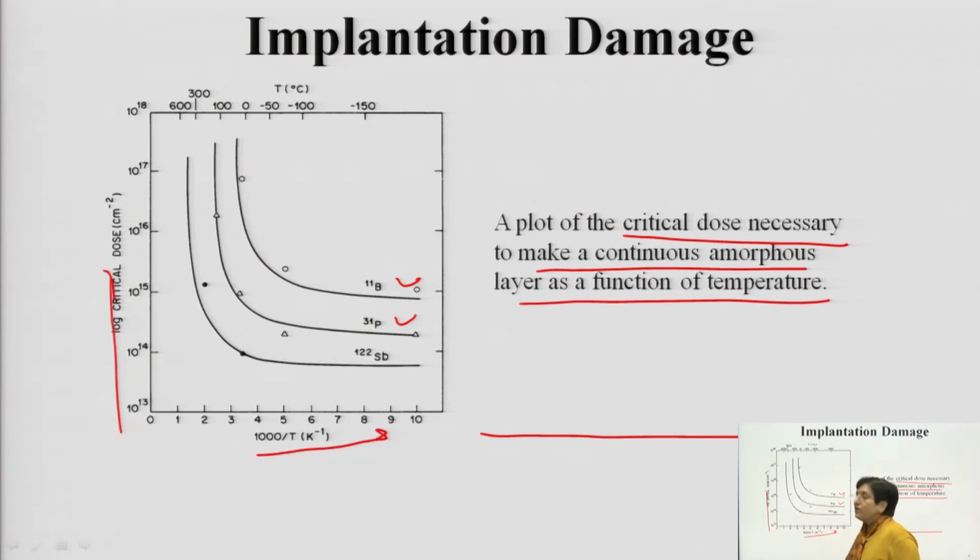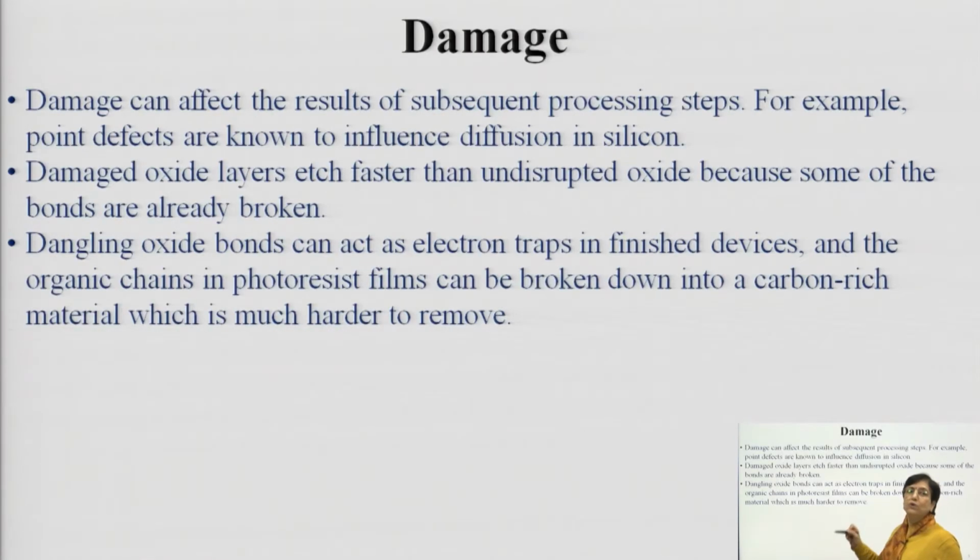Whenever you are adding dosage into the crystalline structure, the crystal orientation is changing, and the critical dosage required to change the profile and amorphize the crystal structure is what we call the critical dose. This critical dose varies with temperature and for different dopants: if you have boron it will change, for phosphorus it will change, for antimony it will change. This is the graph showing the temperature dependence of the critical dosage.